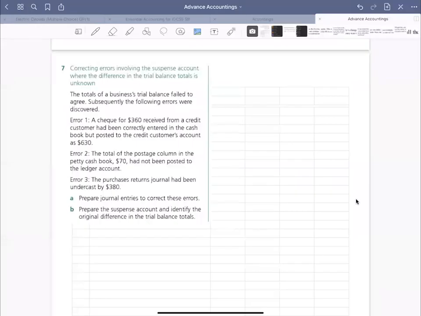So number 7 in 3.1, it says correcting errors involving the suspense account where the difference in the trial balance total is unknown. So the total of a business's trial balance failed to agree. Subsequently, the following errors were discovered.